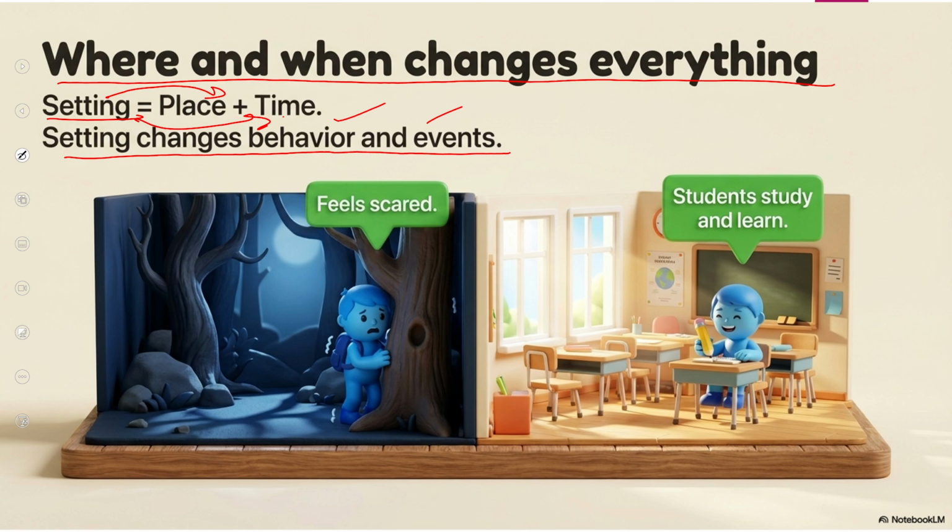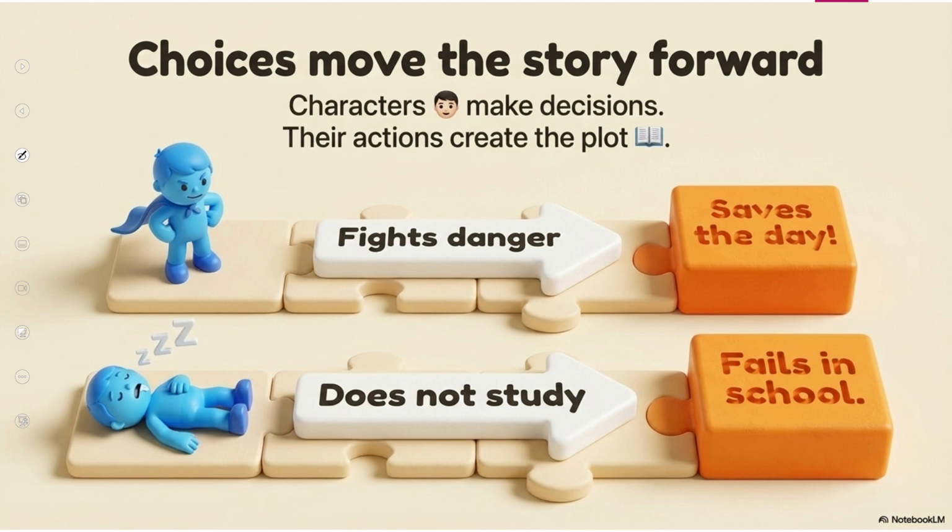Look at these two examples. The first setting is here and the second setting is here. This is the setting of a classroom and this is the setting of a forest. So the setting has changed the entire environment. Now in this setting, the character is feeling scared, and in this setting the student is feeling what? Study and learn. So we can learn that setting can change the behavior and events. This is very important. Look ahead.